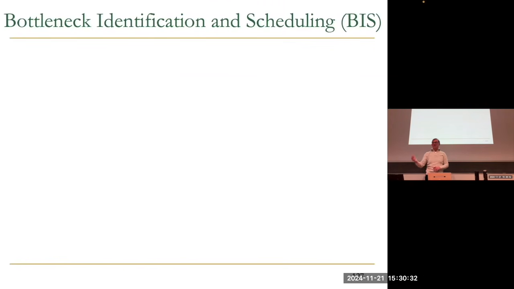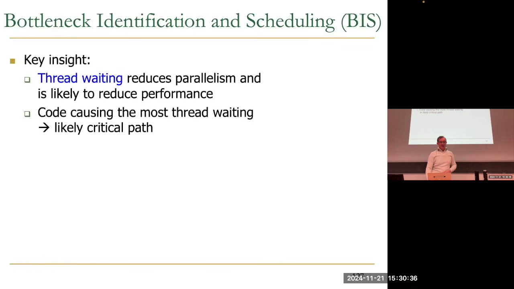You cannot say a critical section will be critical for good, for long. So the key insight here is actually very simple. We're going to go to the fundamentals. What causes thread waiting is not good, because thread waiting is probably loss of parallelism. If a thread waits, that's not good. It reduces parallelism and is likely to reduce performance. And the other intuition is that code causing the most thread waiting is likely on the critical path.